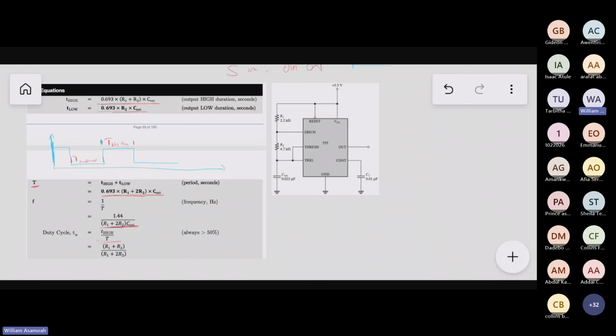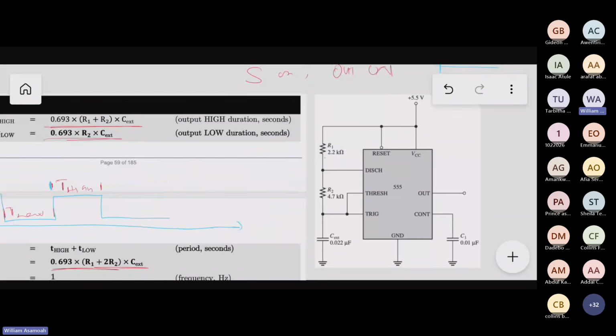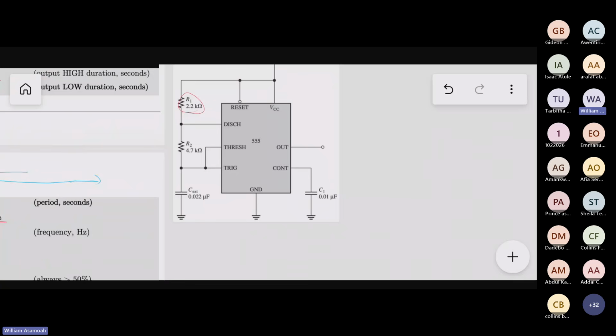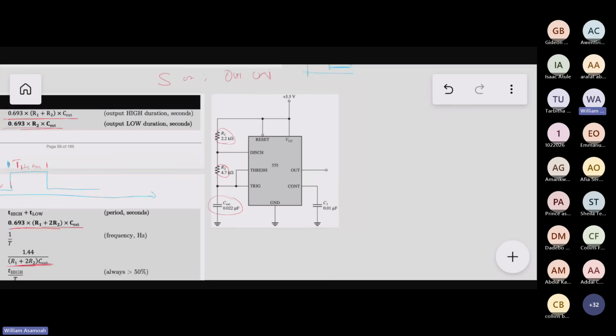Now I give you this, then I've given you R1, R2. So at times in the exams I won't even show you which one is R1, R2. But you should know. So R1 is 2.2K, R2 is 4.7K. Then the capacitor is this. Now the question is that you are to find the frequency of the signal that will be generated at the output if these are the resistors. Then you have to find the frequency, the duty cycle, the high, and then the low. It is very simple. So you just plug them in the formula and that's all.